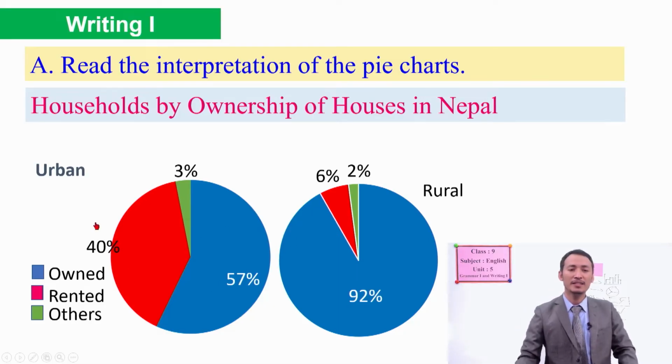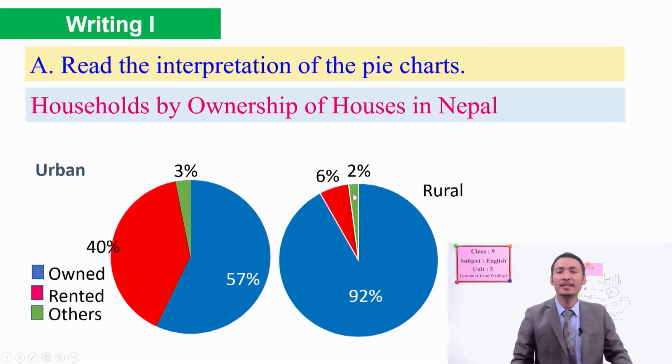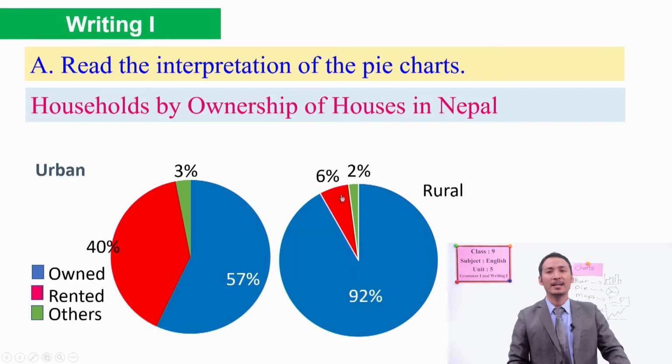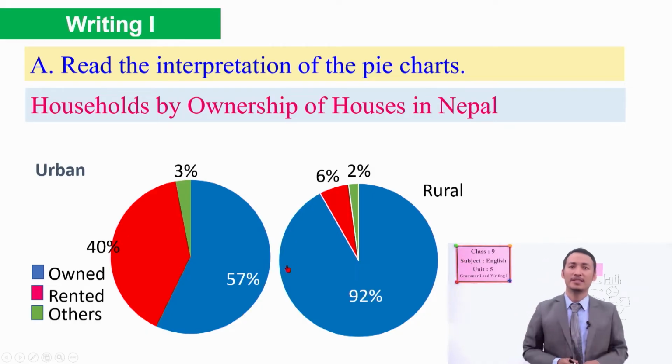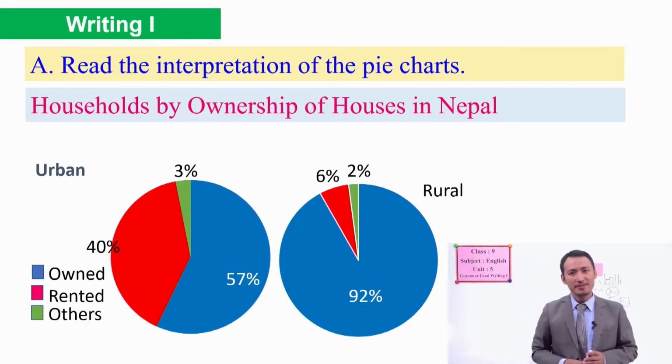Look at the condition here, the difference in the rented houses in urban and rural areas. You can see a significant difference between the rented houses in the urban area and the rural area. Okay, students, now let me show you the description of these charts, how people describe these charts, and we will also try to describe similar charts. Okay, students, are you ready?